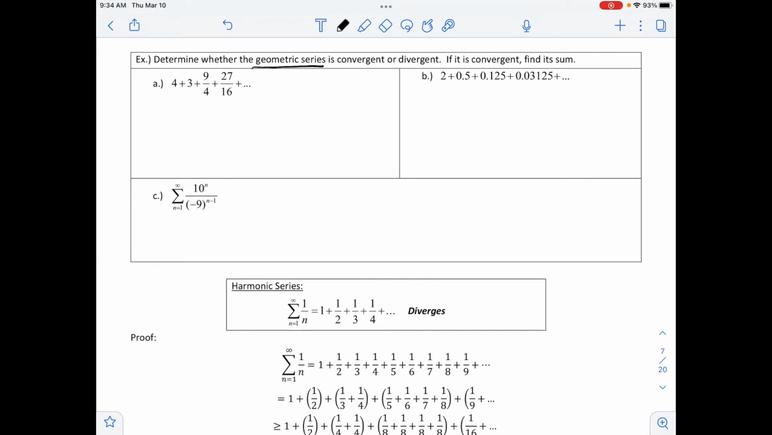The first example that we have is a list of numbers, and I am going from 4 to 3 to 9/4 to 27 over 16. And so we know that r, what we're multiplying by, would be equal to 3 over 4. And our first value, which is a sub 1, is equal to 4. And remember that if the absolute value of r is less than 1, so meaning that if r is between negative 1 and 1, but not equal to those values, that means that it is going to be convergent.